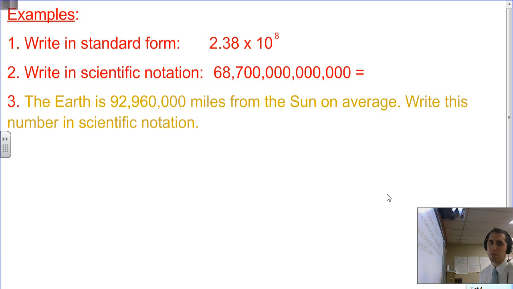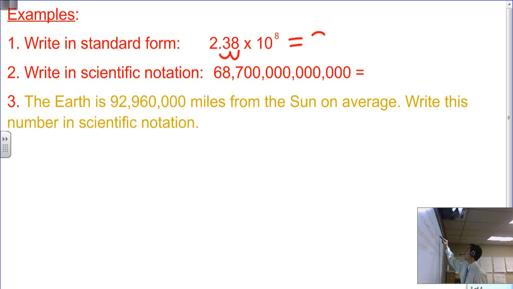So I have a couple examples of what sort of scientific notation questions I could ask you, or you will be expected to know in the future. The first one says, write in standard form. Standard form just means standard, like what we're used to seeing. So this is 2 and 38/100ths times 10 to the 8th power. Whenever you multiply by 10, the place values shift and you move the decimal once to the right. So that's going to happen 8 times. We're going to multiply by 10 8 times, and so our place values are going to shift 8 times.